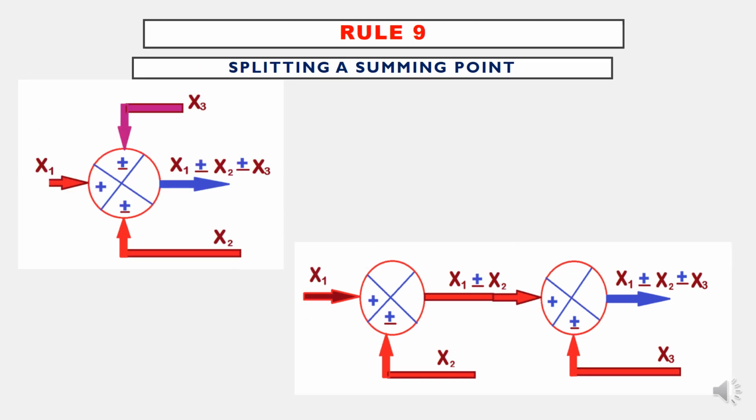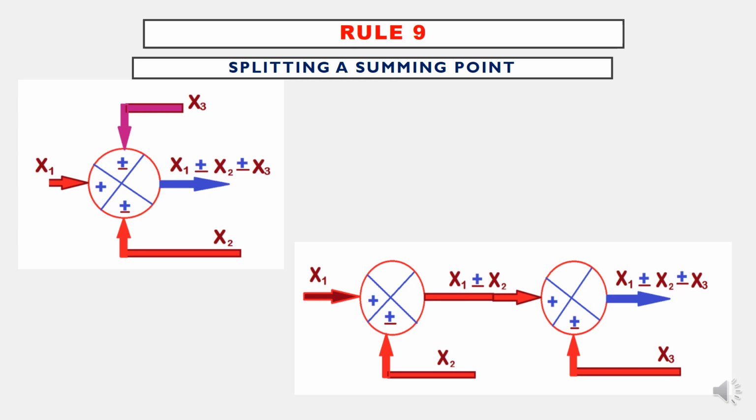Rule 9. Splitting the summing point. See, this summing point consists of three signals, x1, then x2 and x3. Three are combined together and we will get x1 plus or minus x2 plus or minus x3.